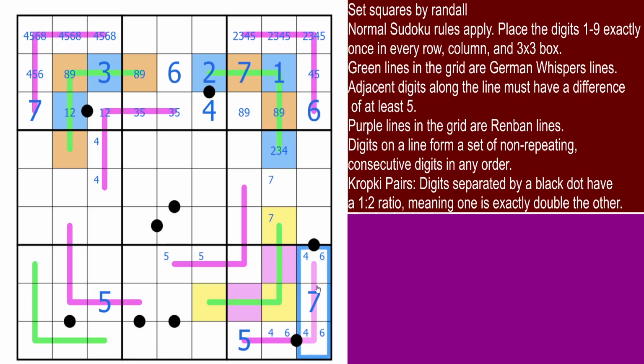Now where is 6? 6 cannot be here, right? But this must have 6, right? So 6 is neither here, neither here. The only possible place for 6 is here, and that means this has to be 3. And now this is 3 4 5 6 7 8 Renban. So 3 4 5 6 7 Renban. So that must be 4. This is either 2 or 8. So we got this Renban also, which is 3 4 5 6 7. These are 1 2 8 9.